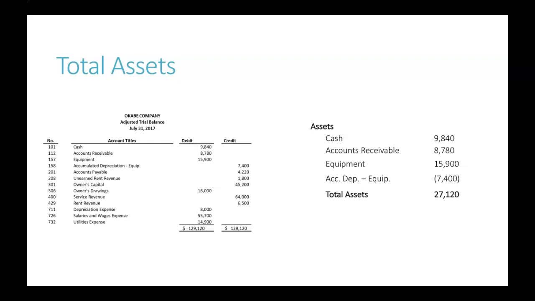So, if you do that math, you'll end up with total assets of $27,120. Right? Your cash plus accounts receivable plus equipment minus your accumulated depreciation on that equipment.